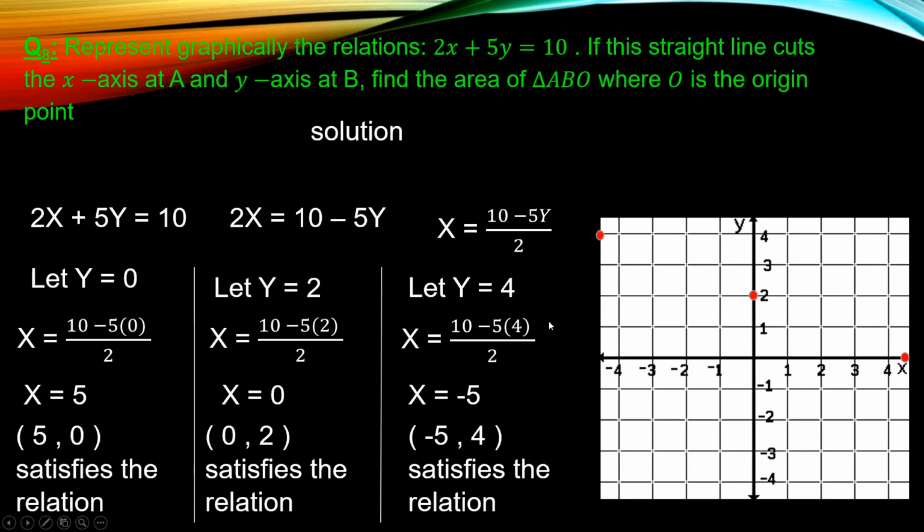Then match the 3 points, and this is my straight line. To get the area of the triangle ABO, it will be the area of the triangle, as we learned, half times base times height. Here, our height is 2 and our base is 5. So it will be half times 2 times 5 equals half times 10 equals 5.